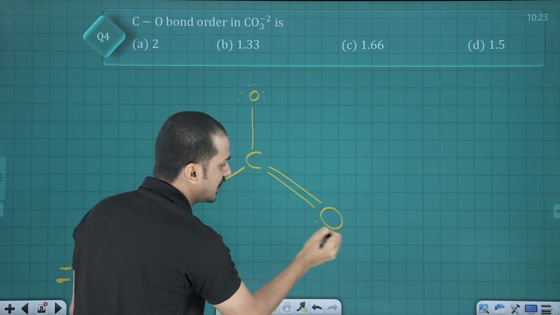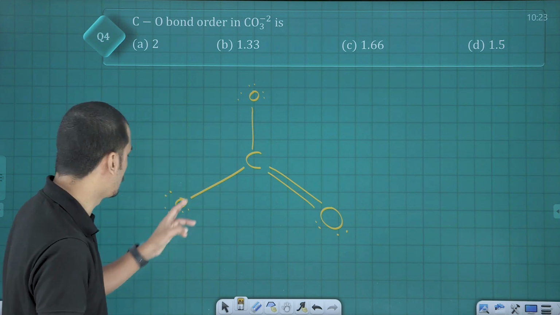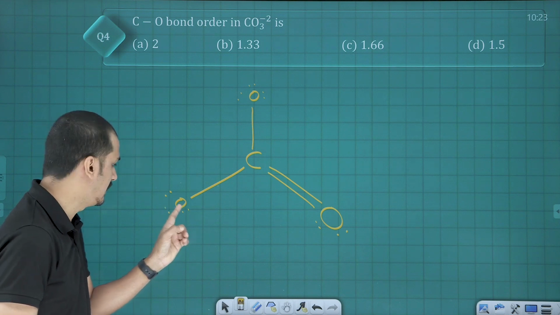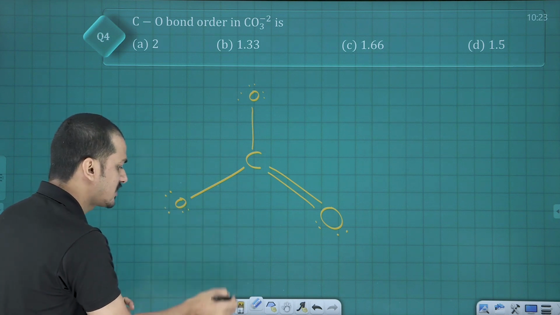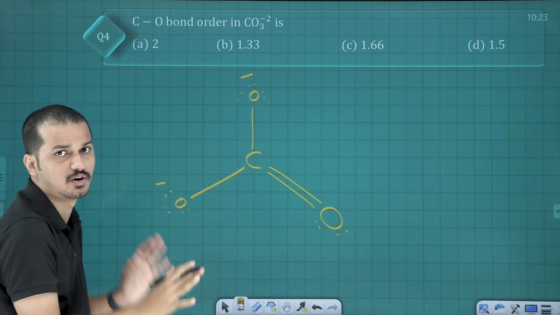Now this oxygen contains how many electrons? 4. So whenever you are looking at this one, around oxygen 6 are there, 2 electrons are coming from here. So see here, out of that, 1 electron is extra here. So that's why this will be minus, this will be minus. This is the structure of CO3 2 minus.